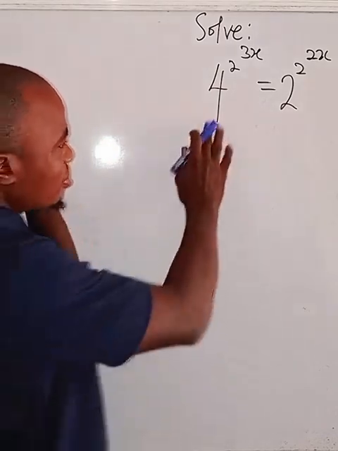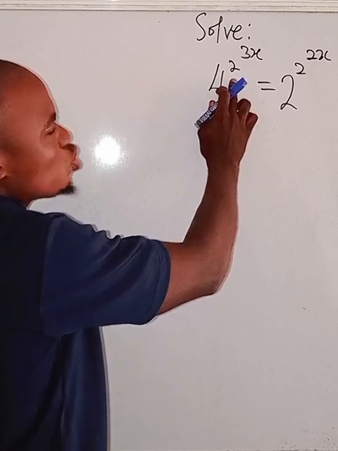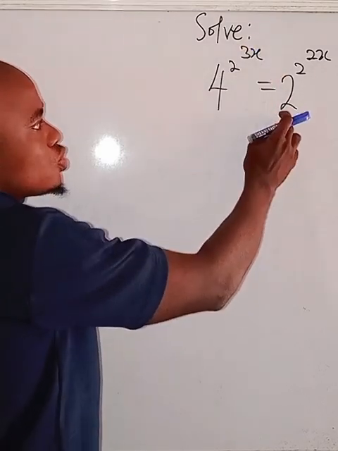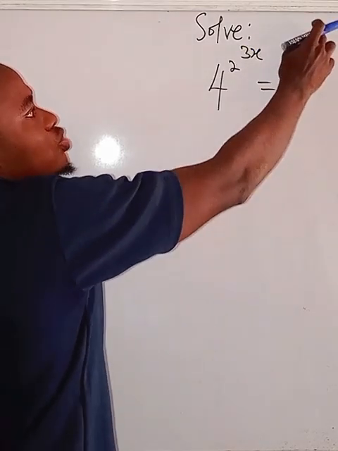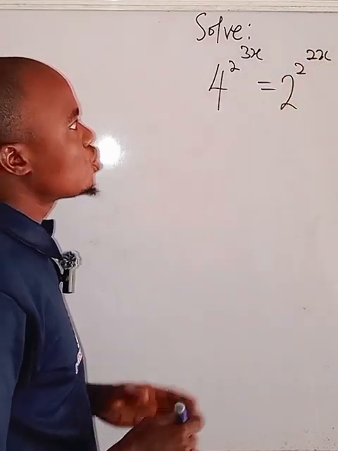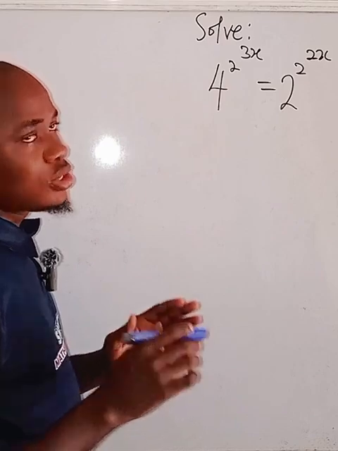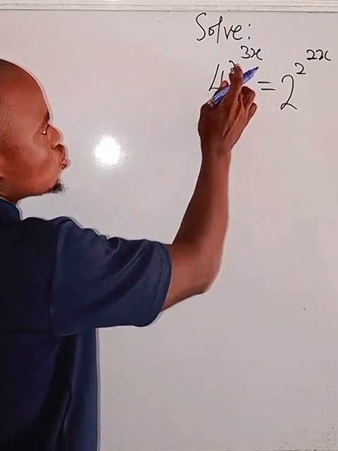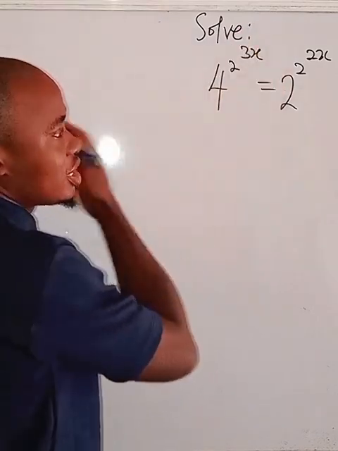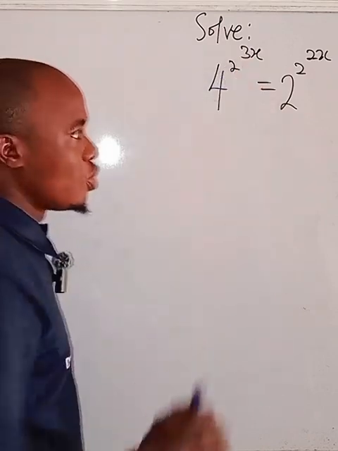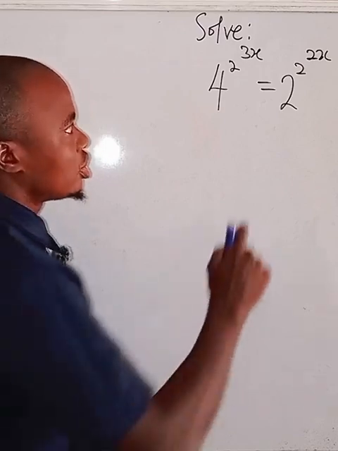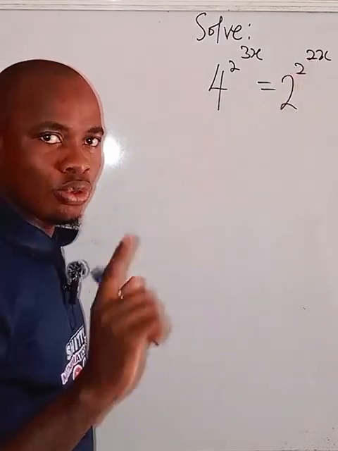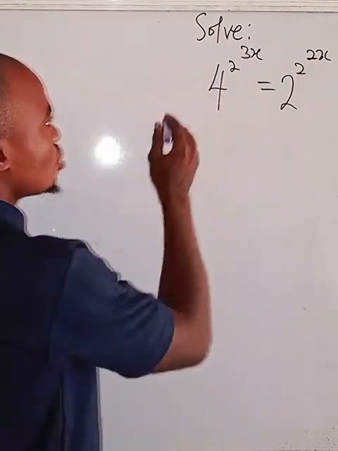Now here we have 4 to the power of 2 to the power of 3x equals 2 to the power of 2, then to the power of 2x. So now what we need to do is take our time. We first work on these powers. Not like 2 times 3, no, it's not done. Not like 2 times 2, no, it's not done. This is what we have.